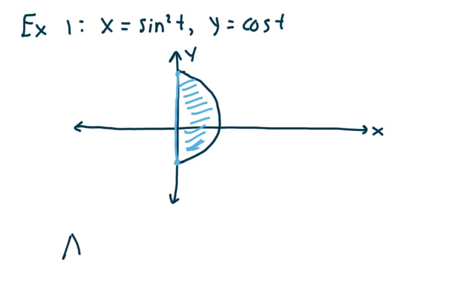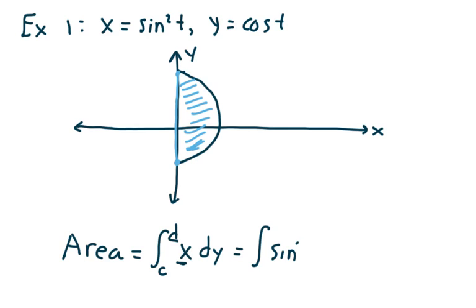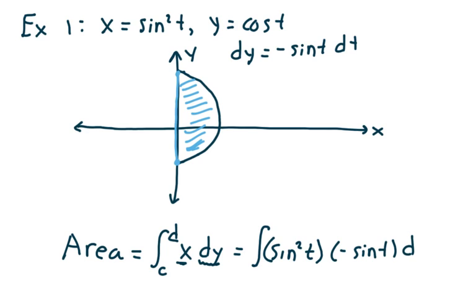Now, remember here that area is the integral from c to d of x dy. Now, x is sine squared t. Now, dy, I could figure out up here, is negative sine t dt. So I'm going to multiply sine squared t times negative sine t, and I'm integrating with respect to t.